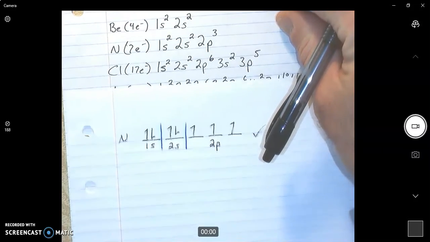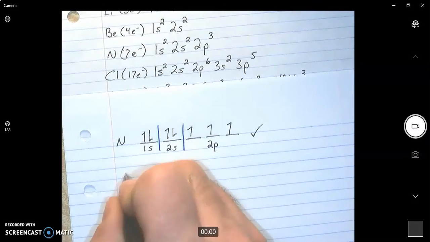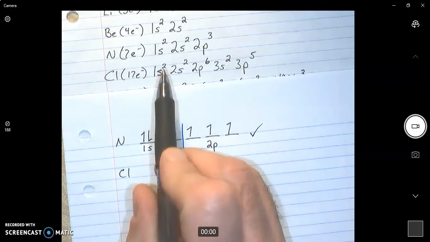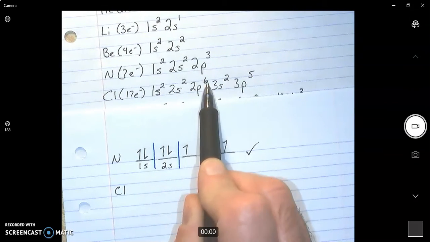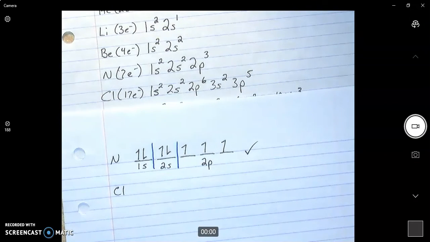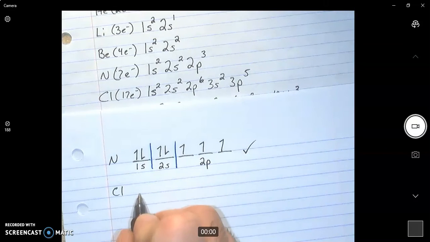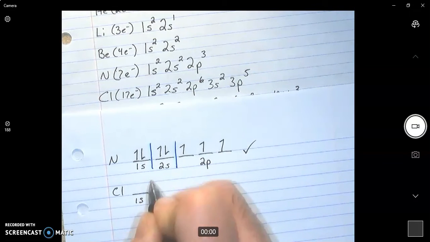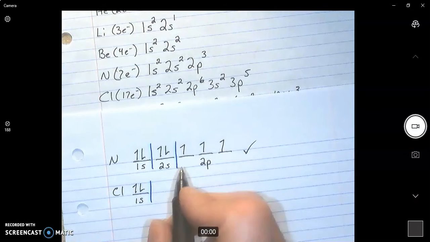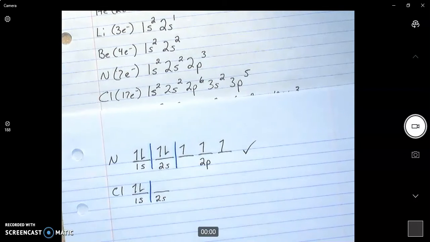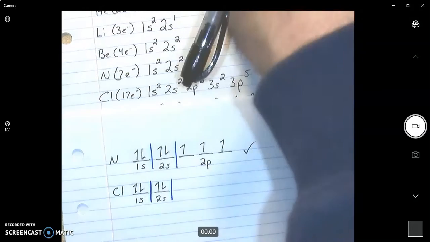Let's take a look at chlorine next. Okay, and chlorine has an electron configuration of 1s2, 2s2, 2p6, 3s2, 3p5. That gives us 17 total electrons. Again, we're going to start with the 1s. We're going to label it. We're going to go up, down, and then we're going to put our break in. Next comes your 2s. We're going to fill that up, down, put our break in.